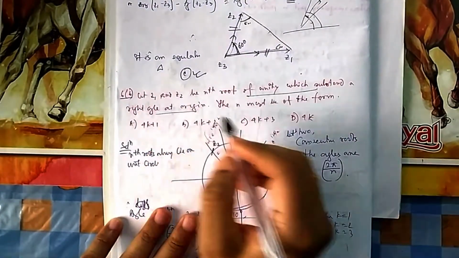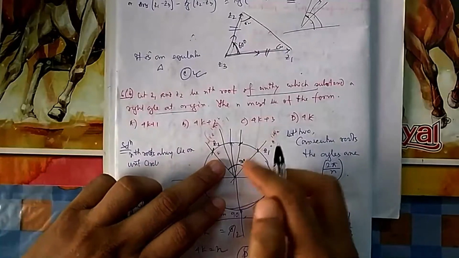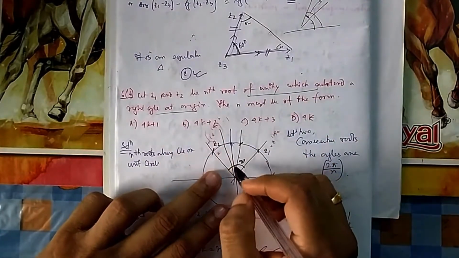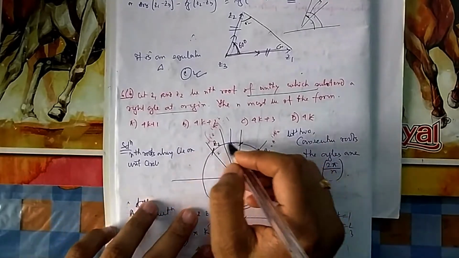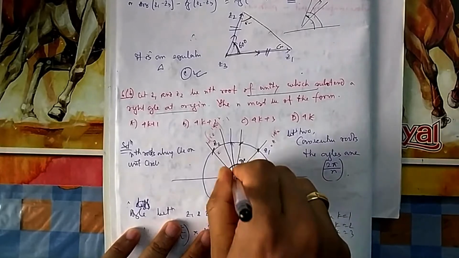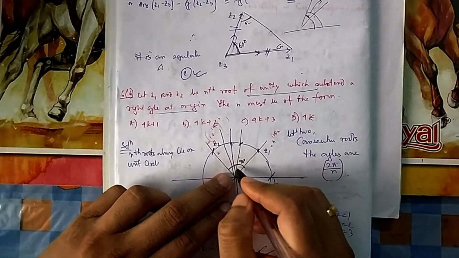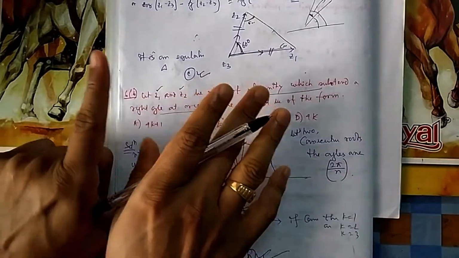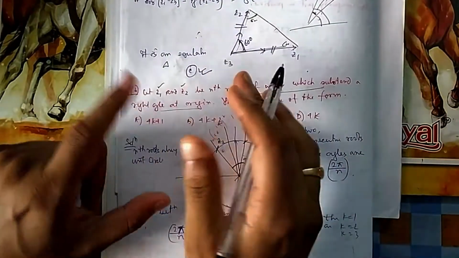Now if you come to 6b, Z1, Z2 be the nth roots of unity which subtend a right angle at the origin. Okay, so two nth roots of unity subtend a right angle at the origin. So we know they always sit on a circle of unit radius centered at 0, 0. They are asking for the angle to be 90 degrees, but provided that these two are not conjugate roots.